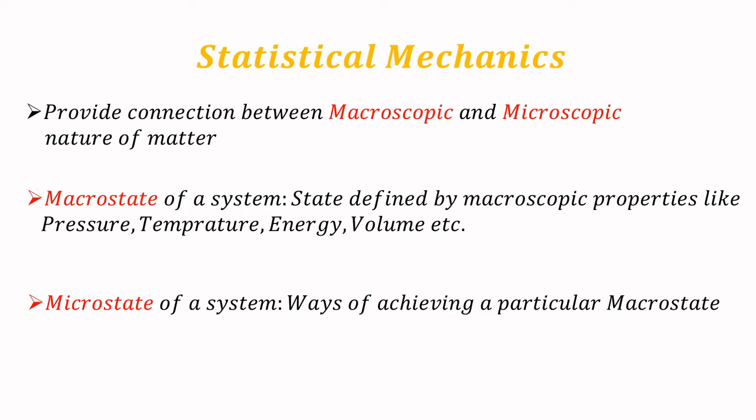And the micro state of a system is nothing but the ways of achieving a particular macro state. There can be different possible ways of achieving a particular macro state, and I will clarify it through an example in the next slide.